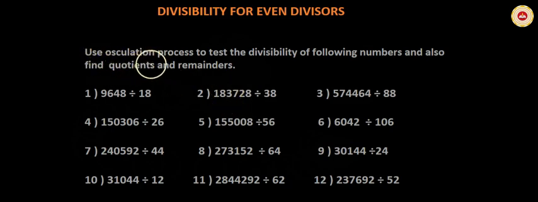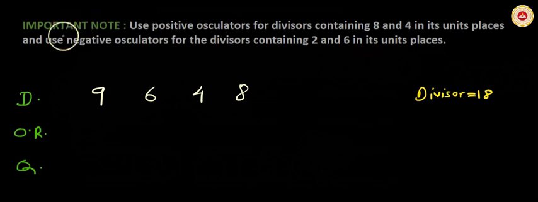See, use the osculation process to test the divisibility of the following numbers and also find quotients and remainders. Let us first test the divisibility, and after that let us find quotients and remainders. Okay, so let us solve the first example. 9648 divided by 18. Let us first read the important note. Use positive osculators for divisors containing 8 and 4 in their units places, and use negative osculators for divisors containing 2 and 6 in their units places.